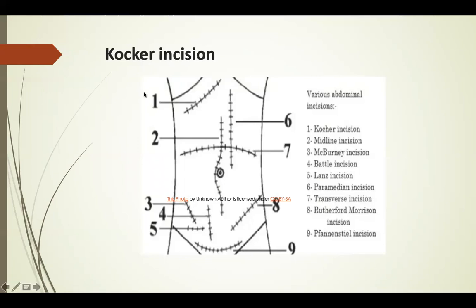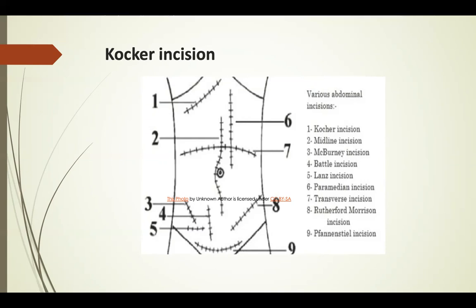So I will repeat again the structures you will cut to reach the gallbladder, Kocher incision. You make a Kocher incision from the midline up to the ninth costal cartilage, about 2 centimeters below the costal margin on the right side, and you will go through subcutaneous tissue, rectus sheath, rectus muscle, transversus abdominis muscle, posterior rectus sheath, fascia transversalis, and then there is peritoneum.